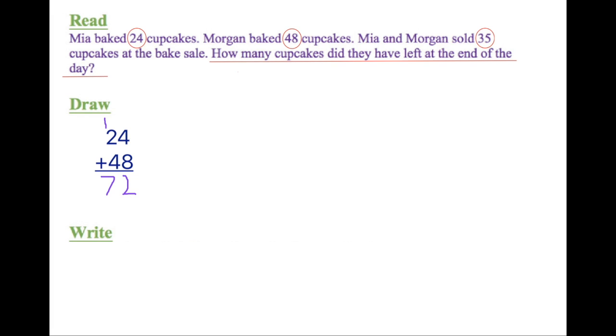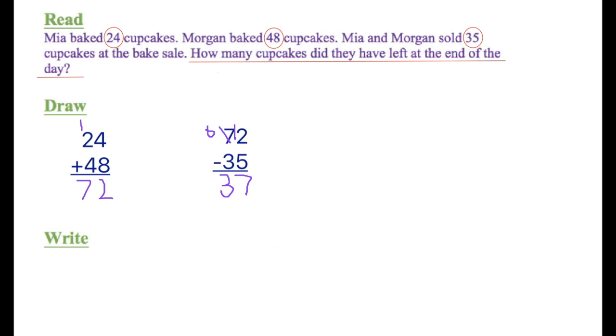We know that they sold 35 cupcakes at the sale. So we need to do a subtraction problem, 72 minus 35. Now, if I have 2, I can't take away 5, so I have to borrow from my neighbor. The 7 is going to be crossed out and become a 6. The 2 is going to become a 12 because we borrowed 10. 12 minus 5 equals 7. And 6 minus 3 equals 3. So we know that they had 37 cupcakes left at the end of the day.